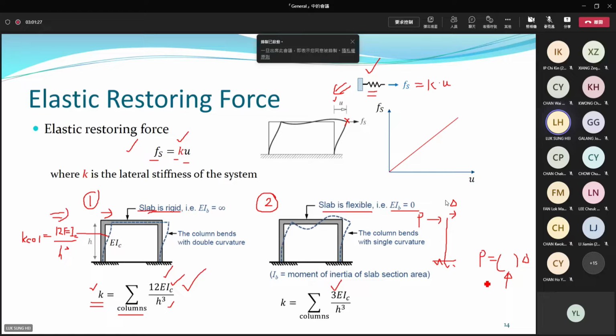You can do analysis, find out what is the expression for this bracket. This bracket is the so-called stiffness. By analysis, it is equal to 3EI over H cubed. Again, it depends on how many columns you have in the structure. So you can find out K immediately if you know the column properties.